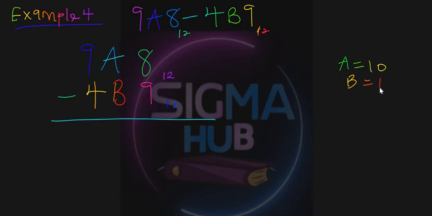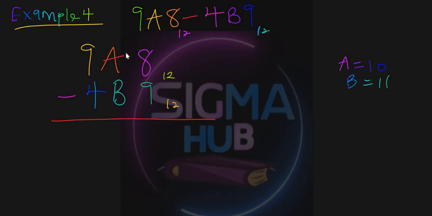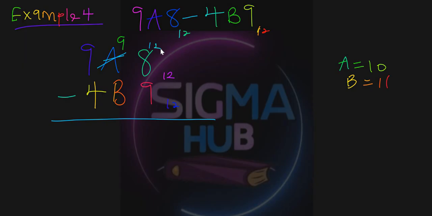B represents 11. C represents 12. And it goes on and on like that. So when you get 1 from 10, this becomes 9. But the one that you get from this 10, when you get where you want to use it, it becomes the base that you are considering. And the base here is 12. So when you get here, it becomes 12. So let me just put 12. So when I add 12 plus 8, it becomes 20. Then I can say 20 minus 9 is 11.